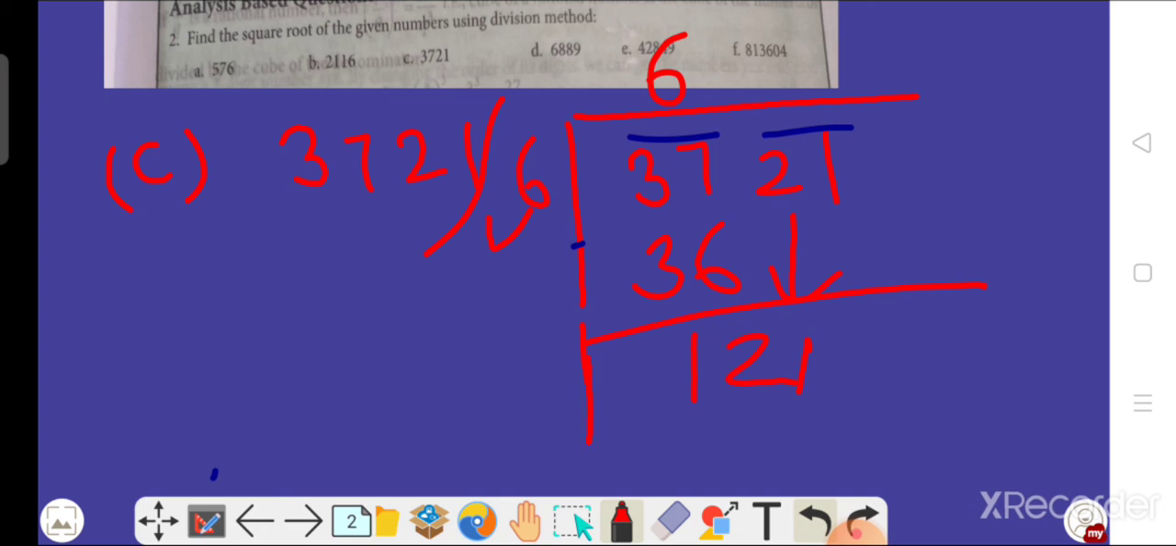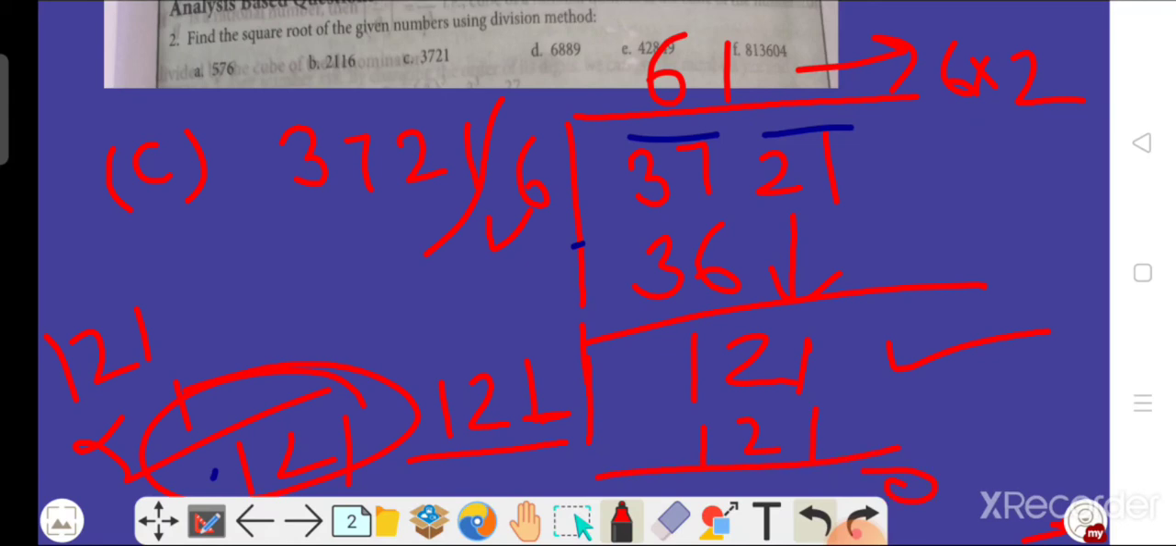Now what do we have to do? Now we have to find the new divisor by multiplying the quotient by 2. So 6 multiplied by 2 will become 12. Now we have to find a digit such that the whole number multiplied by it gives 121. So clearly if we put here 1 and also 1 in the quotient, 121 times 1 is 121. Clearly 121 ones are 121. So this is equal to this and the remainder is 0.